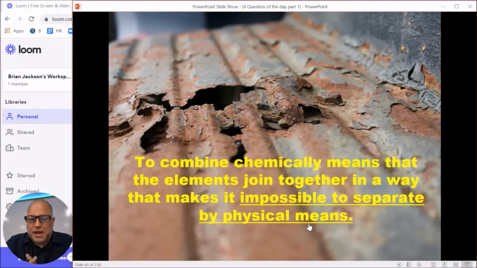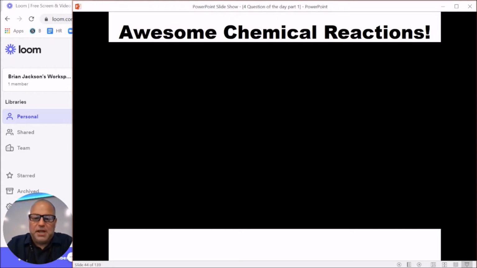Once they have chemically bonded together, you can't separate them apart by any physical means. A great example of that is rust. Rust is just the metal combining with oxygen in the environment around it. You can't get that rust back. There's no physical thing you can do to get the metal back that's turned into rust. It's literally combined into a new material, so there's no physical way to get it back the way it used to be.